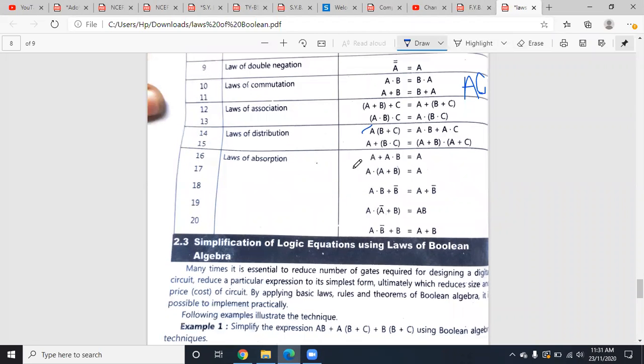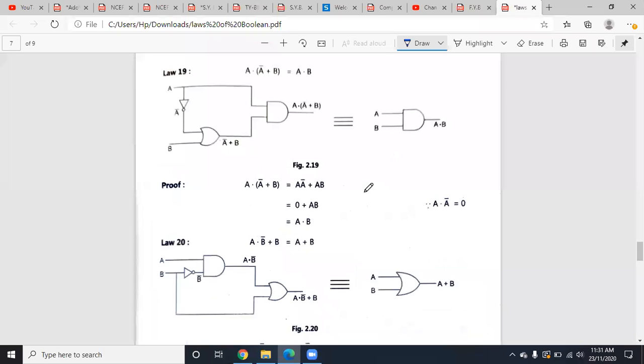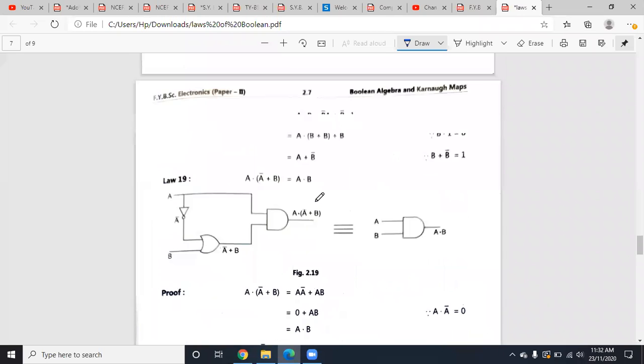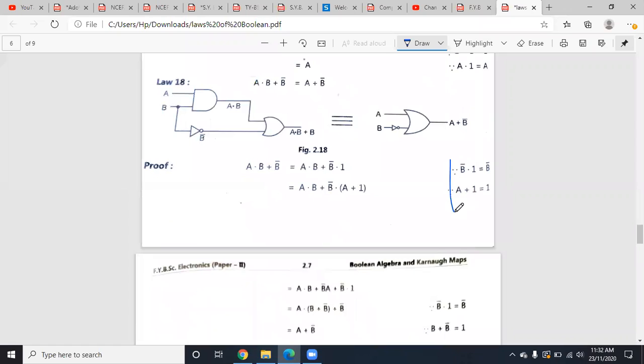Now, the law of absorption, in which we have A plus A dot B. There is a proof for all this. Correct. We have seen all the proofs. Remember or not? See, we have used Boolean equations. We have used Boolean logic rules. Correct.